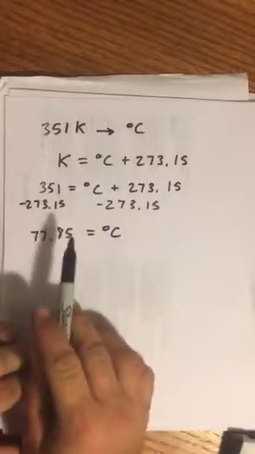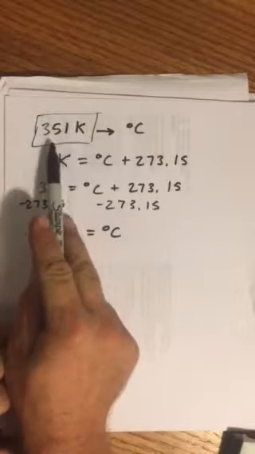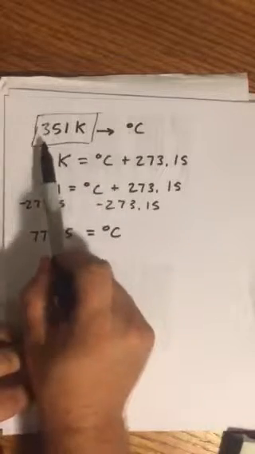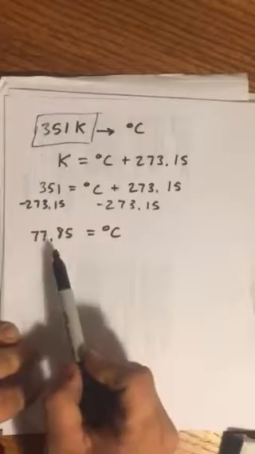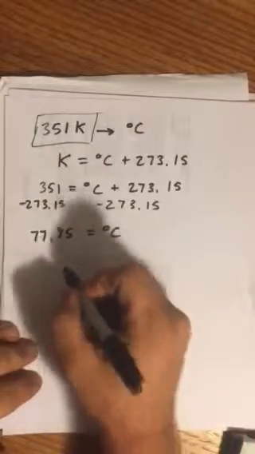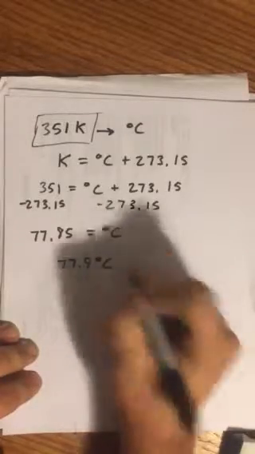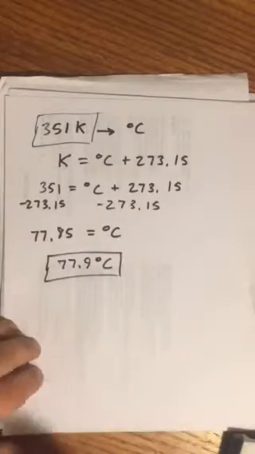Now, of course, anytime we do one of these problems, we have to look back at our given, and we have to look at the number of significant figures in that so that we know how many significant figures we can have in our final answer. So there are 3 significant figures in this initial measurement that we're given in Kelvin. So we're only going to have 3 in our final answer. So we're going to have to do some rounding. So when we do our rounding, we're going to come up with 77.9 degrees Celsius as our final answer. All right, so that's conversion from Kelvin to degrees Celsius.